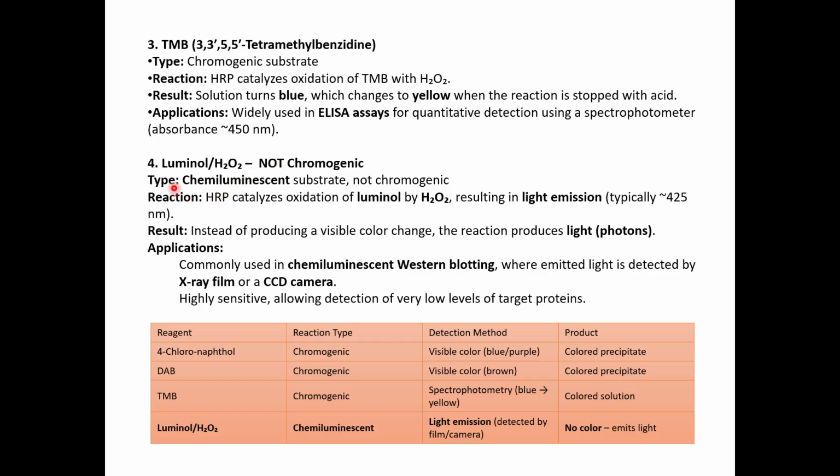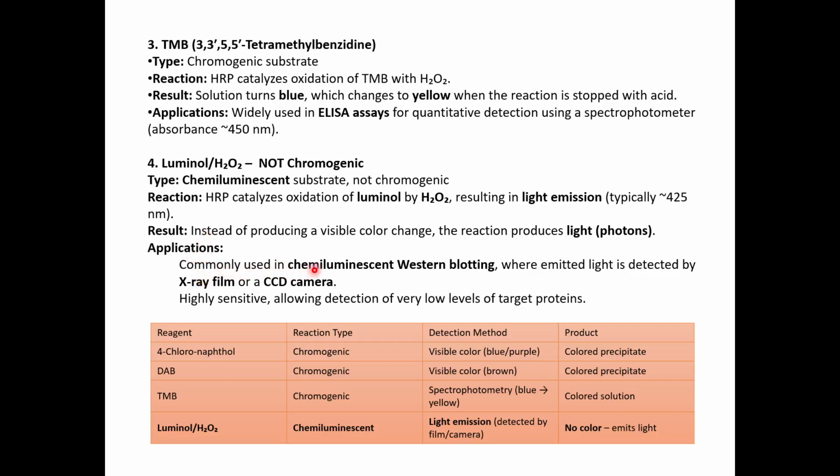Other than this, we have luminol. This is not chromogenic. So here it is a chemiluminescent reaction. So the chemiluminescent substrate and not a chromogenic substrate. But here also we have HRP. HRP catalyzes oxidation of luminol by H2O2, resulting in light emission. So this is captured or detected at 425 nanometers. Here, instead of producing a visible color change, the reaction produces light, that is luminescence photons, which are then detected using a detector, and the image is captured.